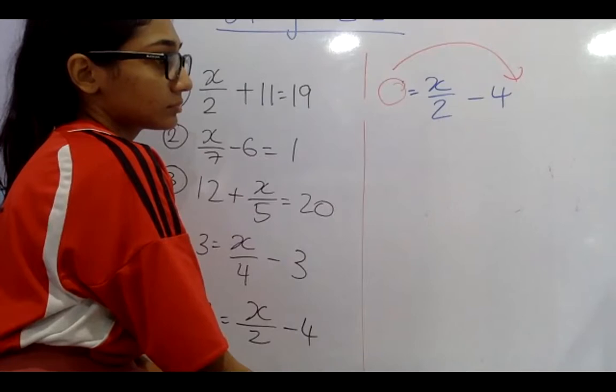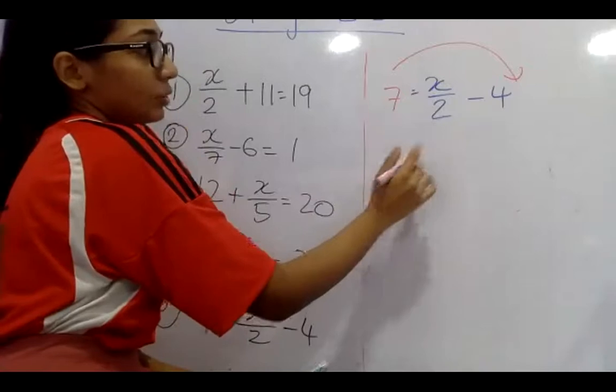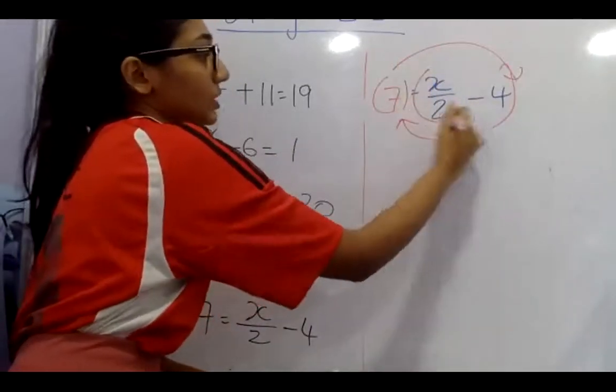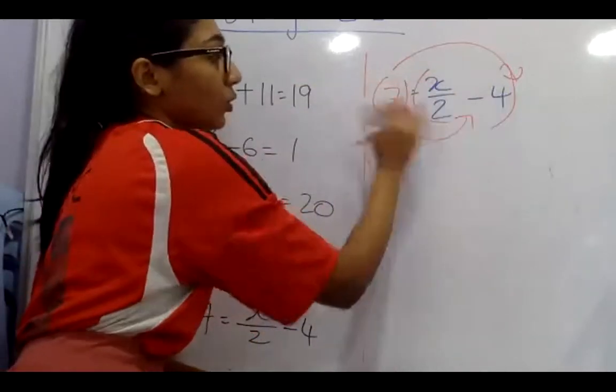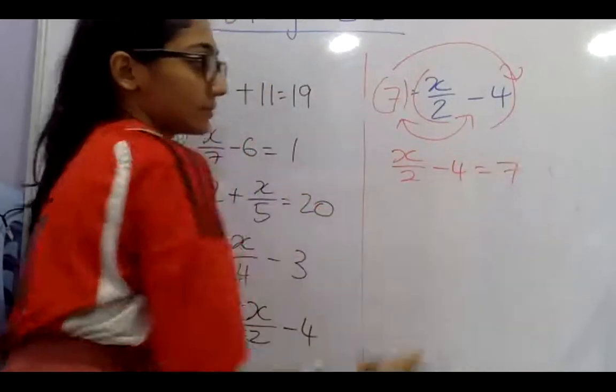Teacher, I haven't done this one. Okay. So you want to switch. You switch this one with this one. Why switch? Because I want my x to always be on the left hand side. So you bring the whole thing first. x over 2 minus 4 equals 7.